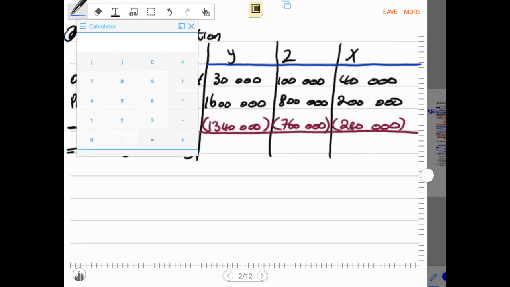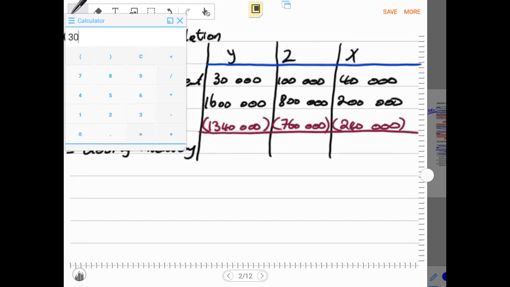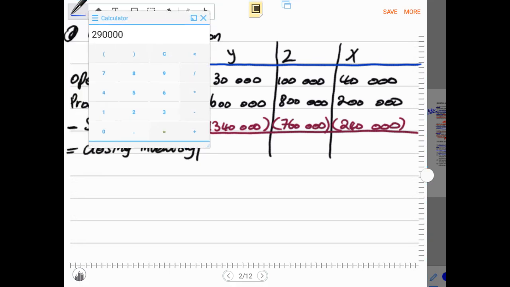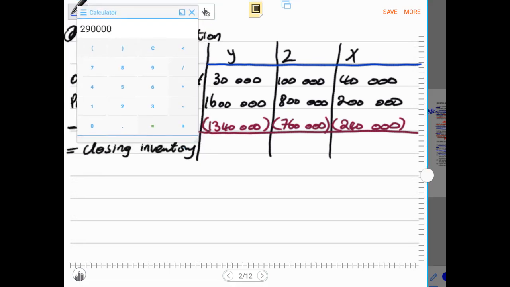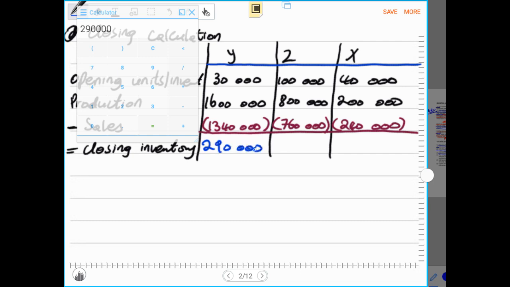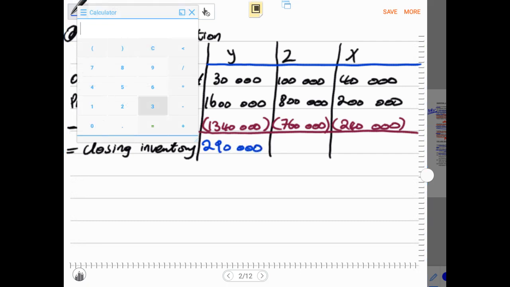So now that will mean we have to say 30,000 opening of Y plus production of 1,600,000 minus sales of 1,340,000, and this will give us 290,000 units. Then let us just repeat that to confirm: 30,000 plus 1,600,000 minus the sales of 1,340,000. This gives us 290,000 of the closing inventory.